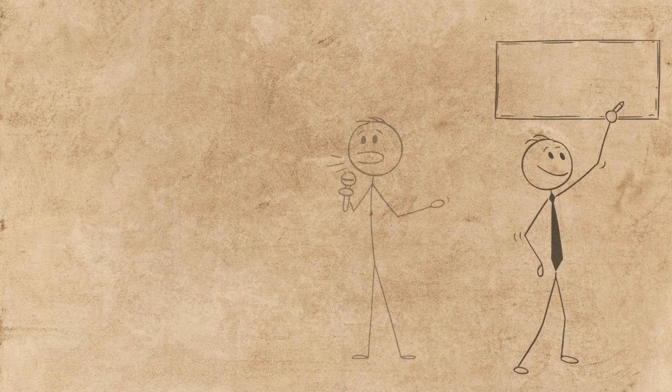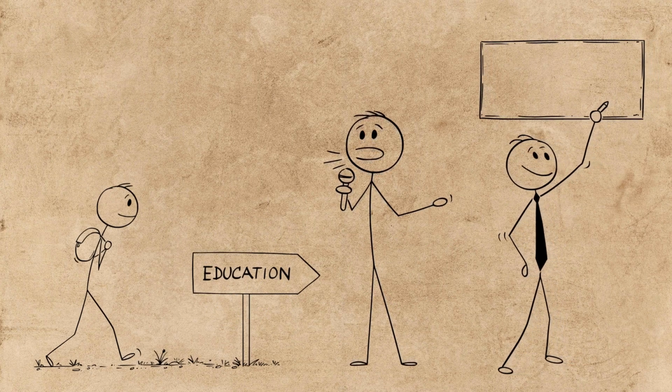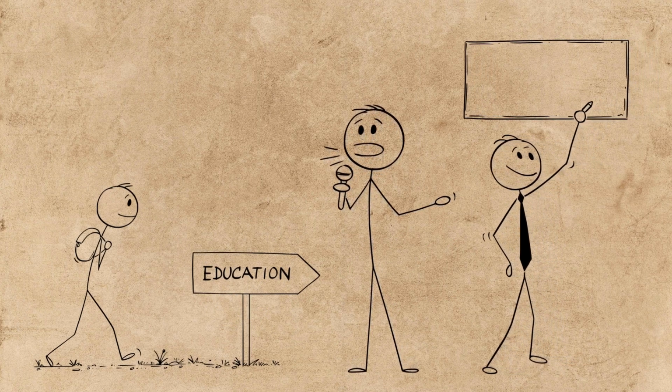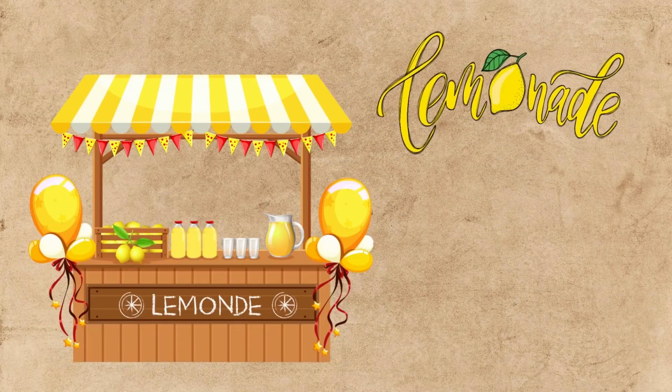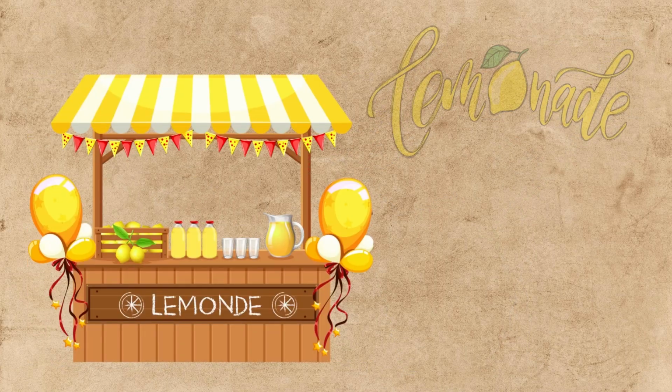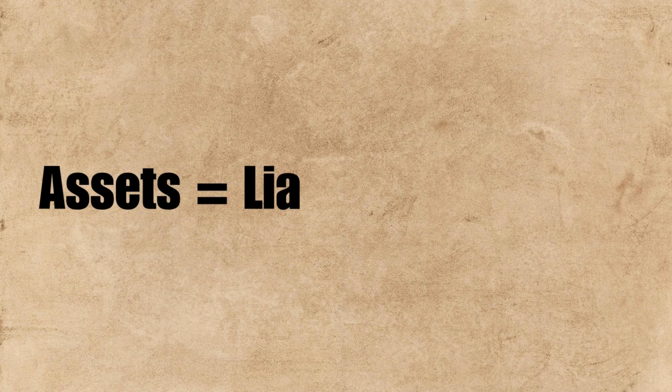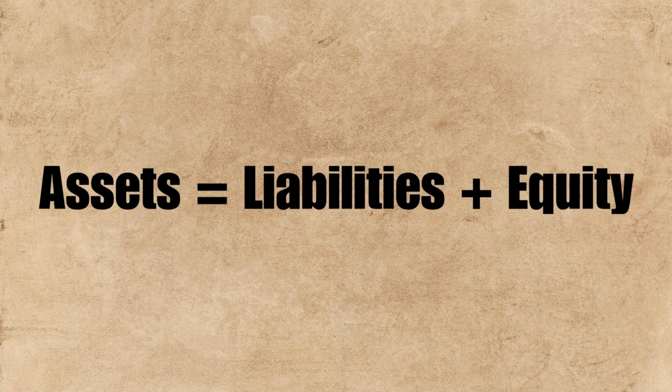In this video, I'll walk you through the basic definitions and then provide some examples using something simple and fun, a lemonade stand. The basic accounting equation is assets equal liabilities plus equity. Let's break down what each of these terms mean.